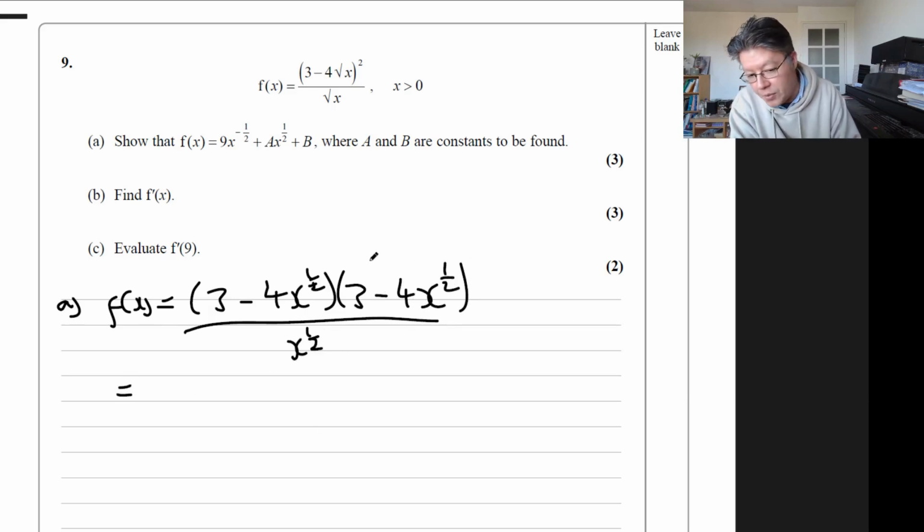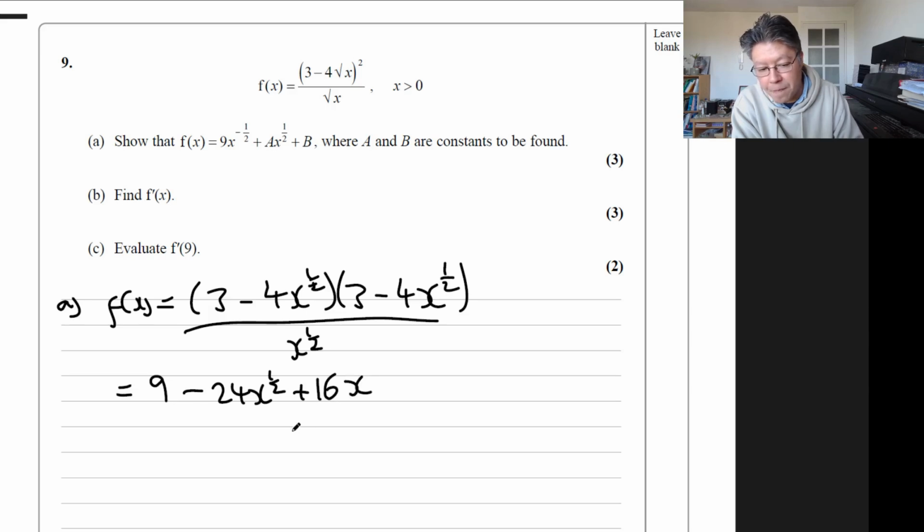And the next step is that we're going to expand the brackets. So we get 9 minus, so we have 3 times 4 is 12, and another 3 times 4 is 12. So that's minus 24x to the half. And then this is a positive 16. And x to the half times x to the half is just an x. And that's all over x to the half.